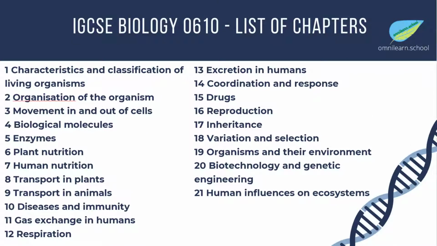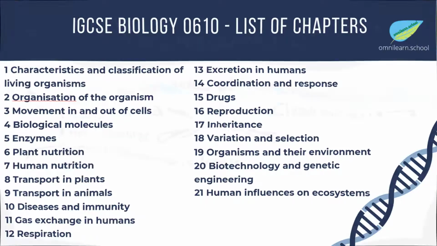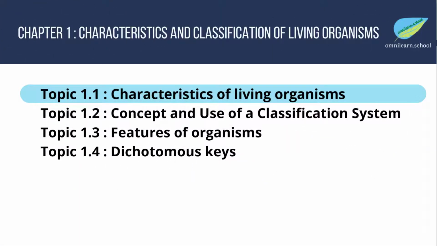There are 21 chapters in IGCSE Biology. Let's get started with Chapter 1 right away. Chapter 1 is about characteristics and classification of living organisms.